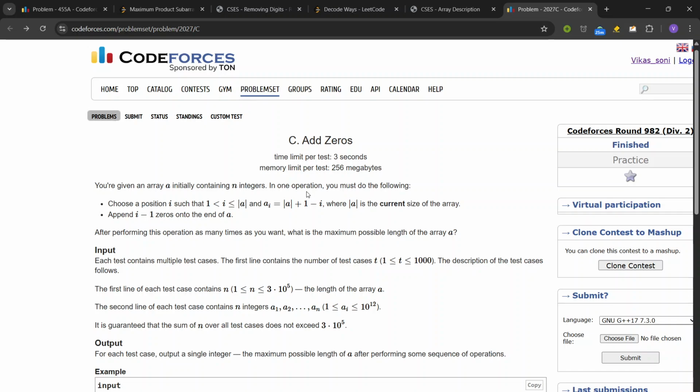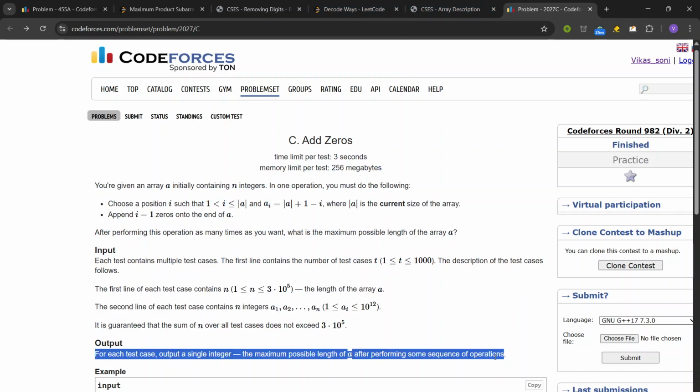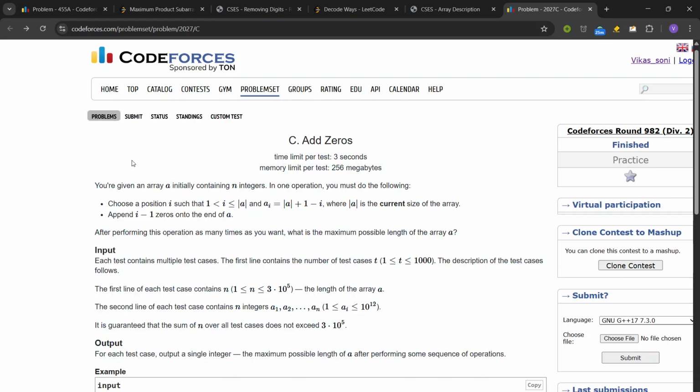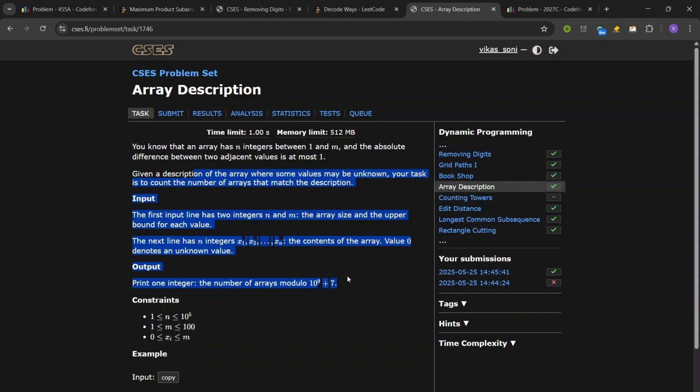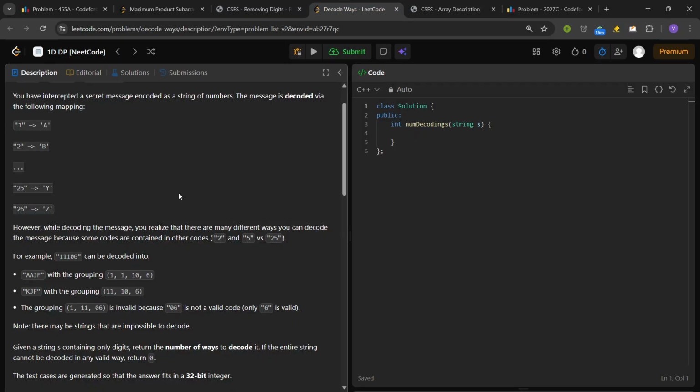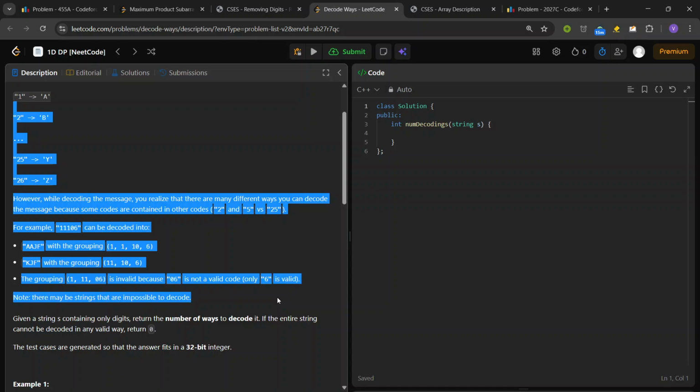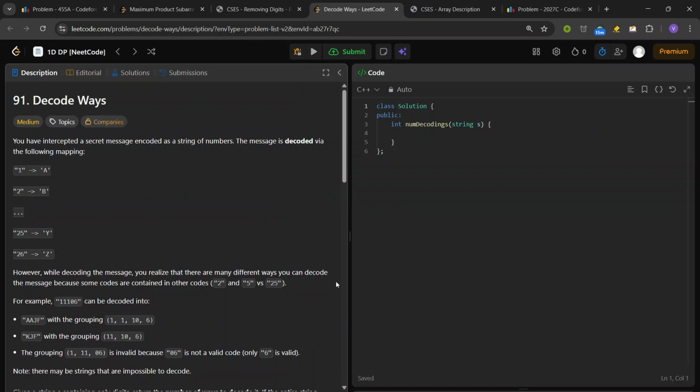If you can't solve this, please write to me in the comments. But after solving this question, you are going to learn a lot from this. So you are going to just conquer the 1D DP. That's it. And again, these two are also nice questions. This one is also a good one.